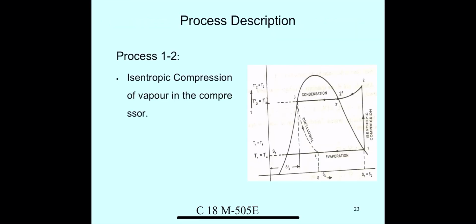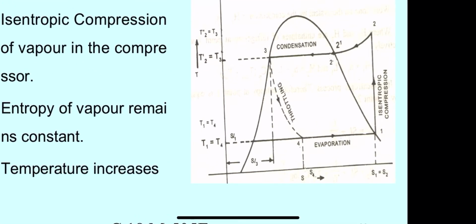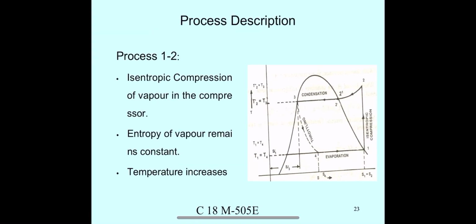In the process description, the 1 to 2 process is isentropic compression of vapor in the compressor, and the entropy of the vapor remains constant. The temperature increases from T1 to T2. With constant entropy, the temperature and pressure also increase during isentropic compression.